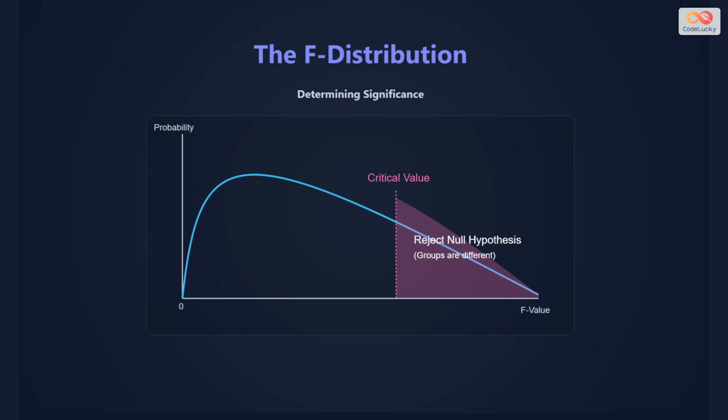Statisticians use a curve called the F-distribution to make the final decision. This curve shows us the probability of getting a specific F value just by chance. If our calculated F value falls far to the right, into the critical region, we can reject the null hypothesis. This confirms that the differences between our groups are statistically significant.